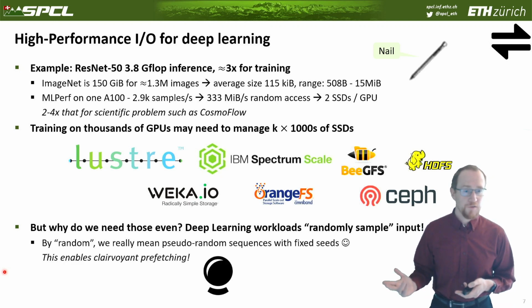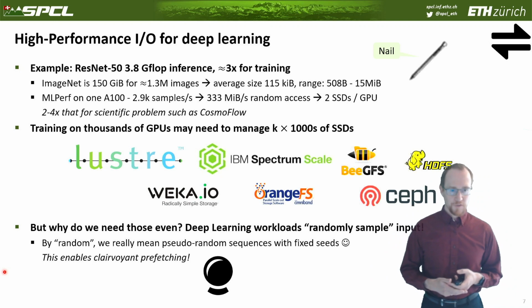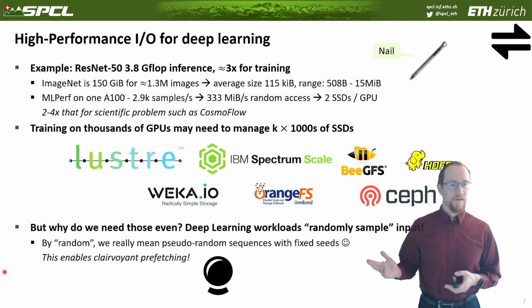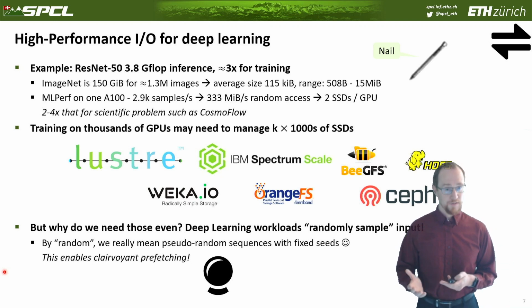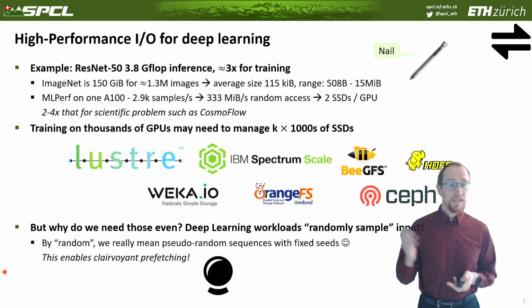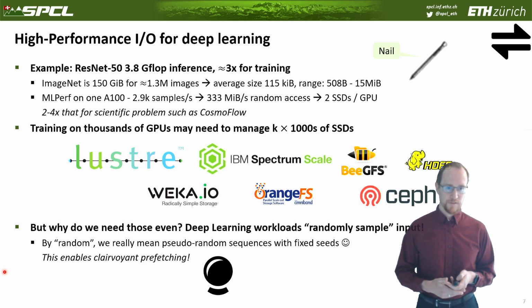Well, what we can actually do is recognize that much of these workloads have random sequences, but these are pseudo-random sequences. So once you select the seed, you can predict the whole sequence until the end of time. And this is interesting because now we can pre-compute the random access, and this enables clairvoyant prefetching. We don't need many of the mechanisms that these file systems offer.